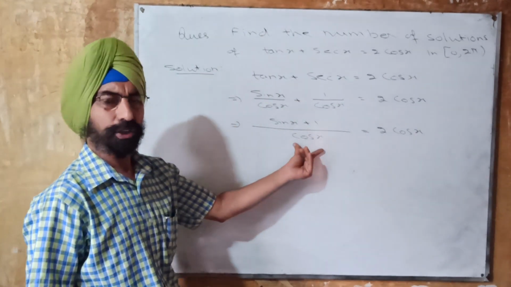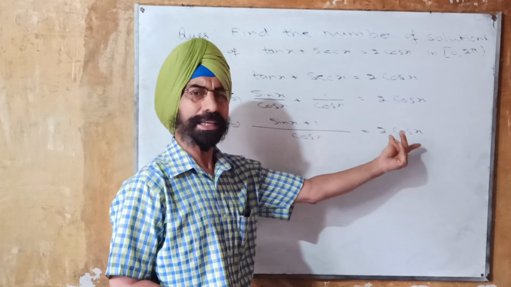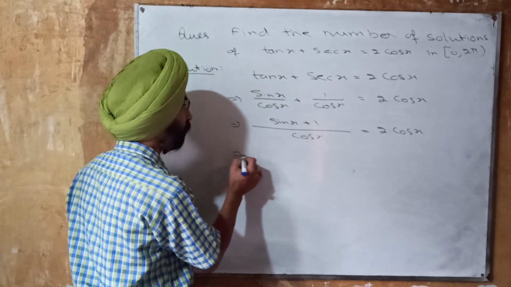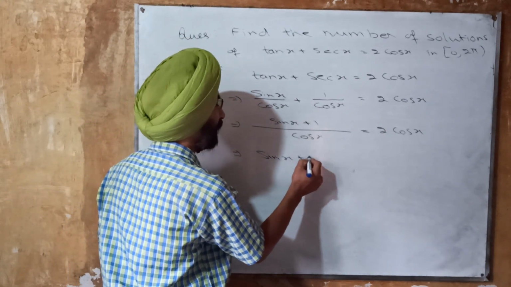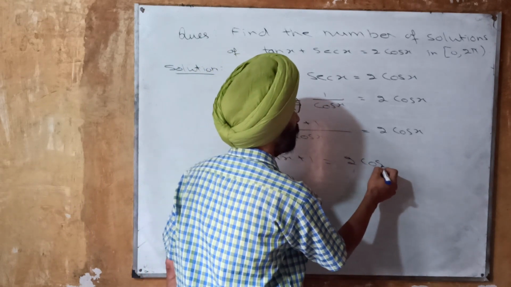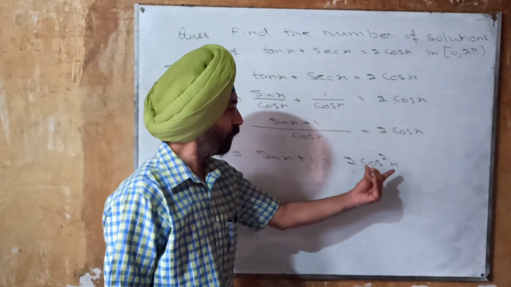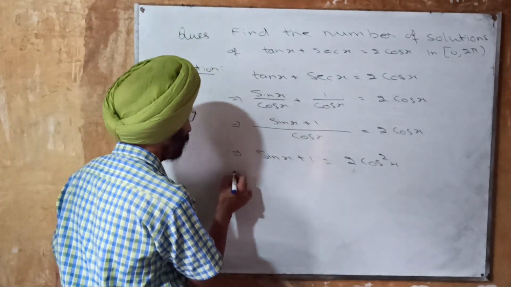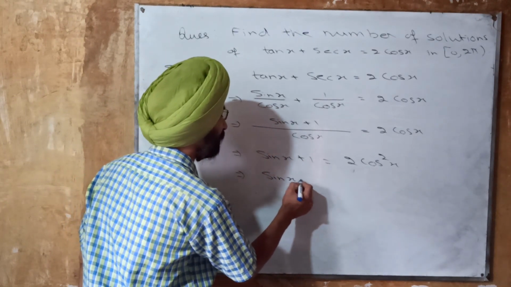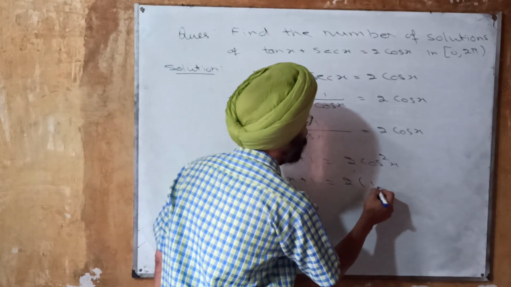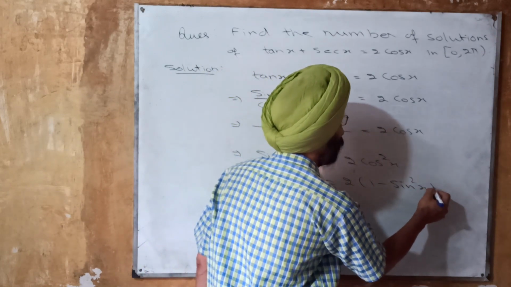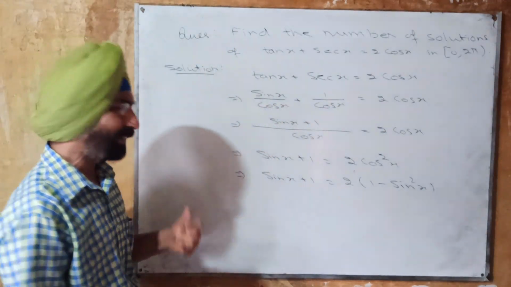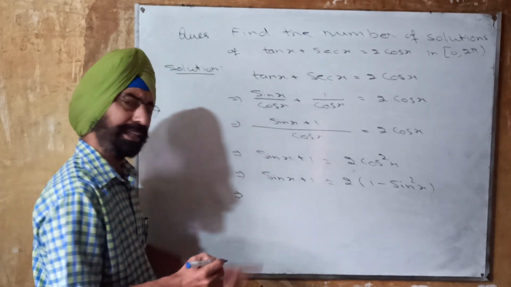And now this cos x, you take it to the right hand side, cross multiply, and it will become 2 cos x into cos x, that means 2 cos square x. So what you will get now, sin x plus 1 is equal to 2 cos square x. Now you can write this cos square x as 1 minus sin square x. So write it as sin x plus 1 is equal to 2 times 1 minus sin square x. Open this bracket on the right hand side and take all the terms to the left hand side to get a quadratic equation in sin x.